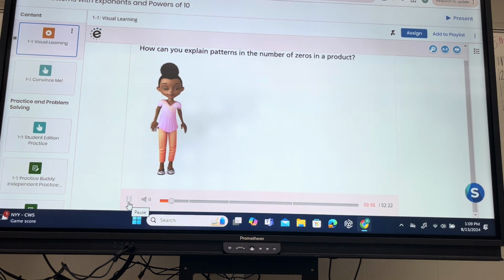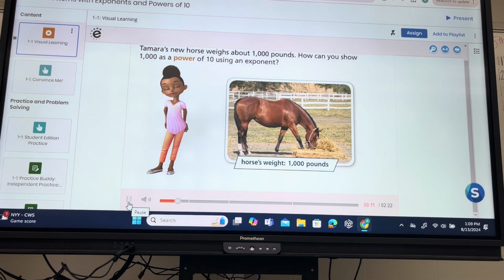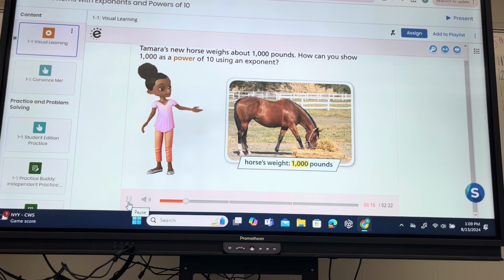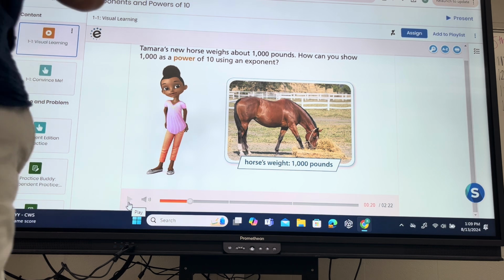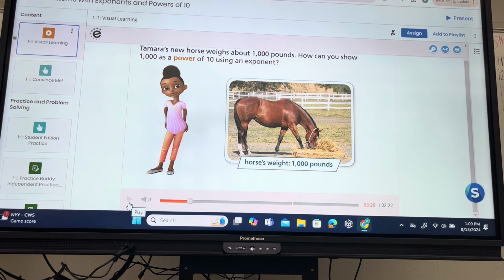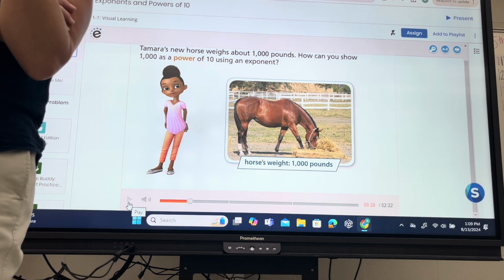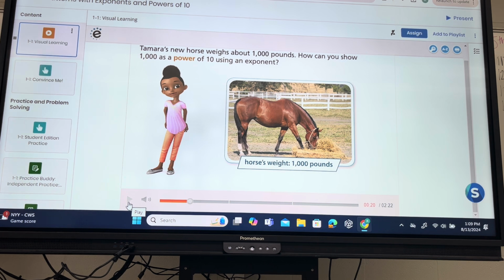How can you explain patterns in the number of zeros in a product? Tamara's new horse weighs about 1,000 pounds. How can you show 1,000 as a power of 10 using an exponent? How many times do you have to multiply 10 to get 1,000? If we got 10 times 10, we would be at 100. And then times 10, we would get to 1,000. So 1,000 is 10 to the power of?